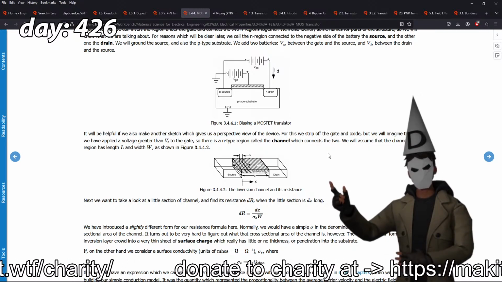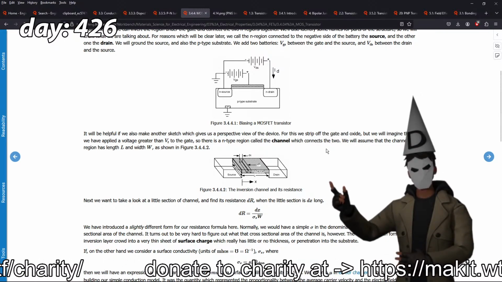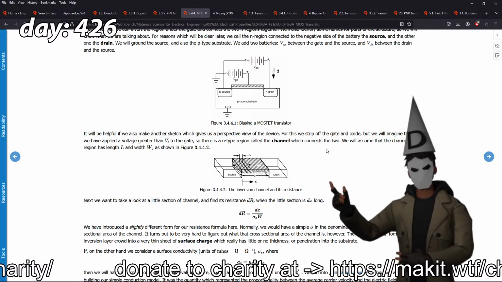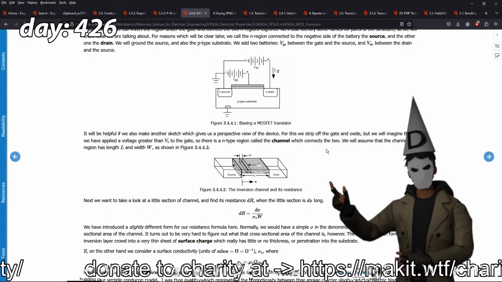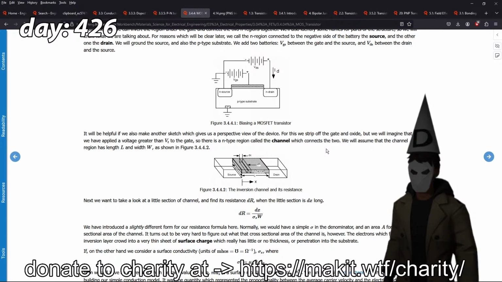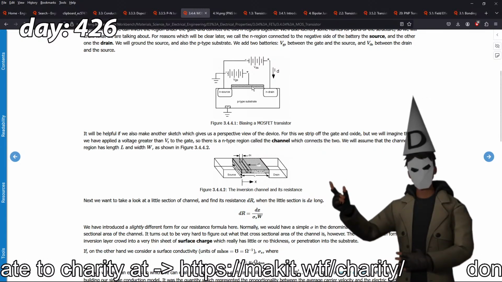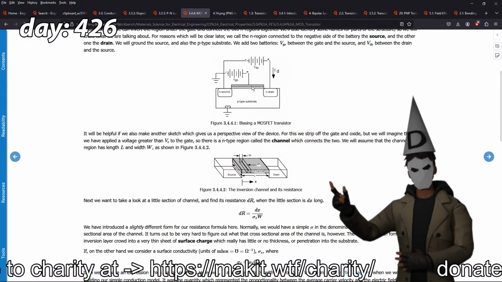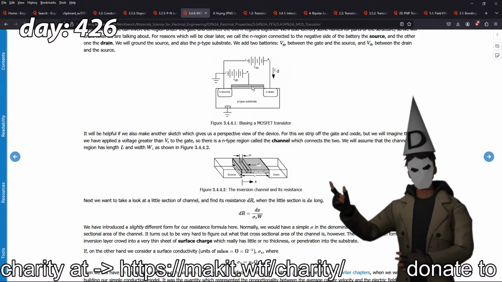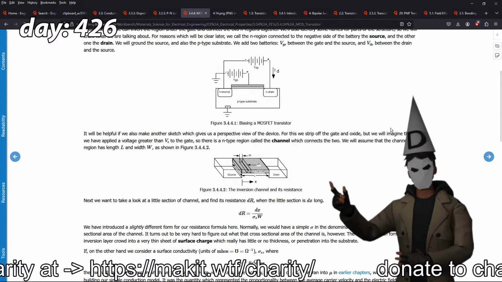It will be helpful if we also make another sketch which gives us a perspective view of the device. For this, we strip off the gate and oxide, but we imagine that we have applied a voltage greater than VT to the gate. So there is an N-type region called the channel, which connects the source to the drain. We will assume that the channel region has length L and width W. Oh my god, this is deep, huh?